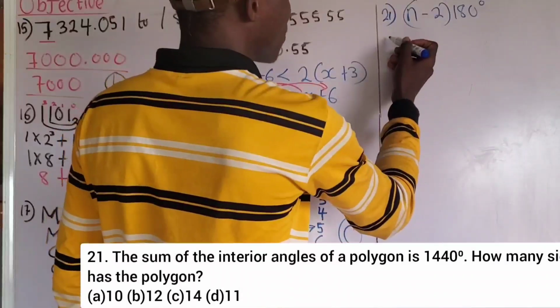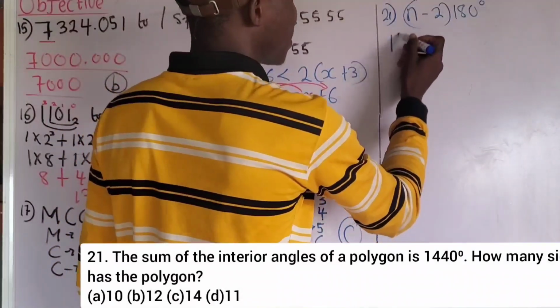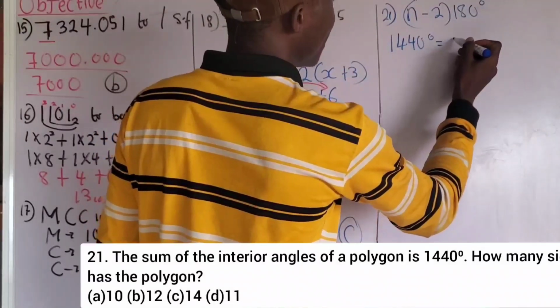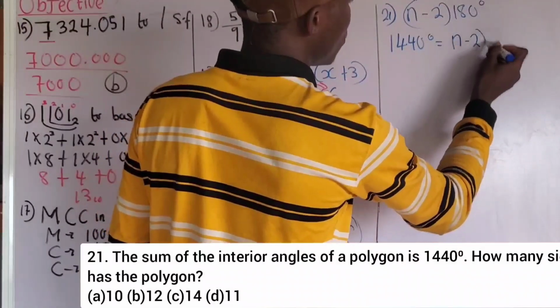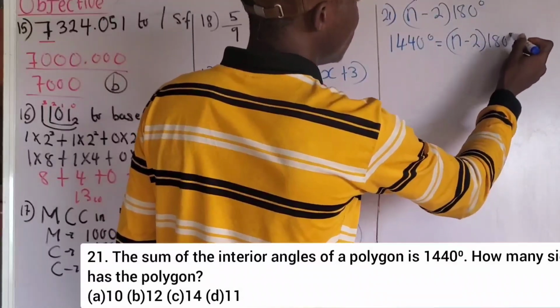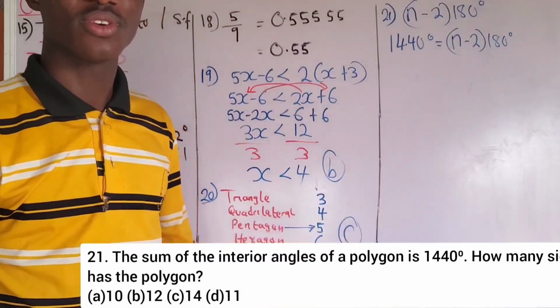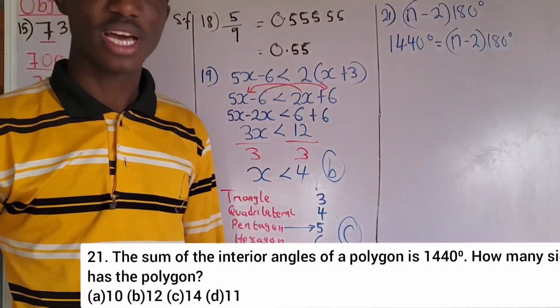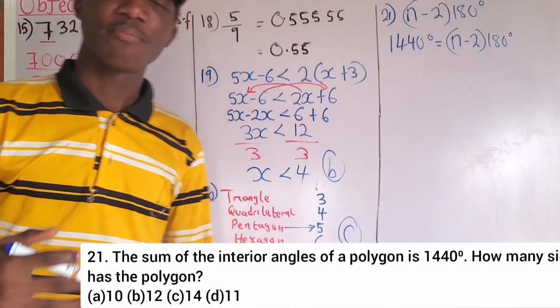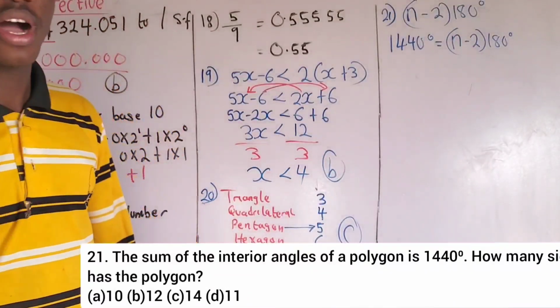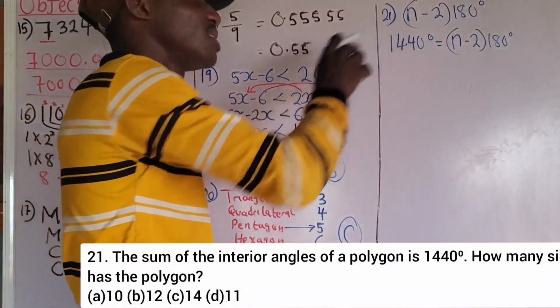So here I'm going to have 1440 degrees is equivalent to n minus 2 multiplied by 180 degrees. Do you know the reason? Because we've been given the sum of angles in the polygon, where n is the number of sides. I told you that for a polygon with n sides, the sum of angles in that polygon can be calculated using this.